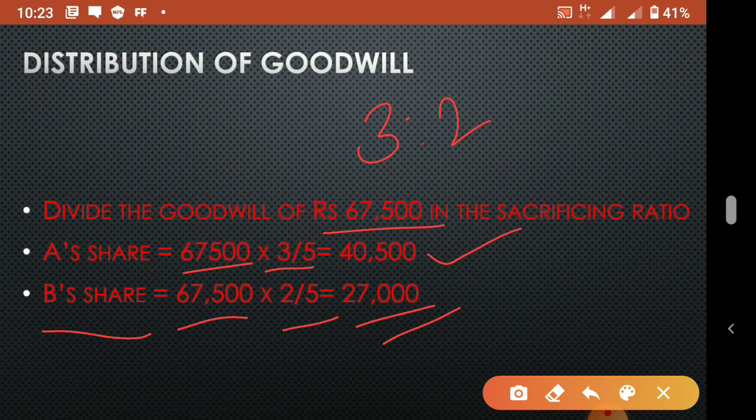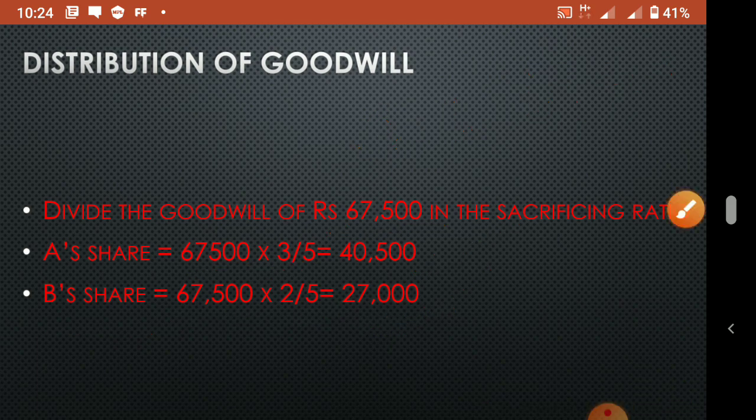Understood? This new partner X brought 67,500 that both A and B shared. So A got 40,500 and B got 27,000. How did they divide it? In the sacrificing ratio. Why in the sacrificing ratio? Because due to the admission of the new partner, the partner who sacrifices more share will get more amount of goodwill, because from next year onwards his profit sharing ratio will be less than the other partner. So now he is compensated in this way.